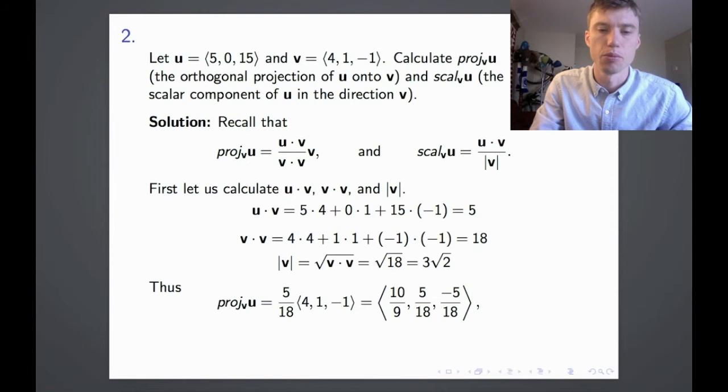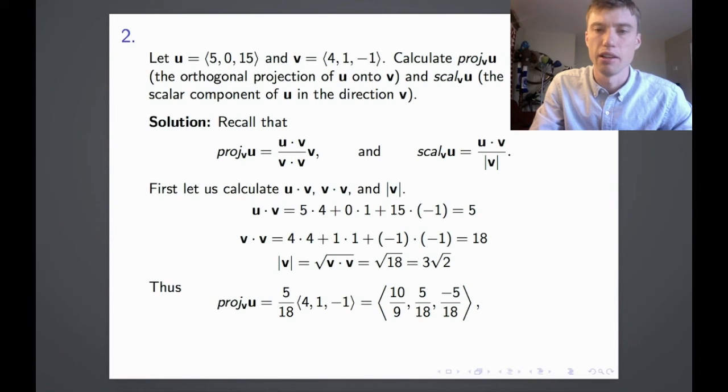Now, plugging into our formula for the projection of u onto v, this gets us u dot v, which is negative 5, divided by v dot v, which is 18. So that's negative 5/18 times v, which is 4, 1, negative 1. After distributing the negative 5/18 into the vector v, we arrive at our final answer, which will be the vector negative 10/9, negative 5/18, 5/18.